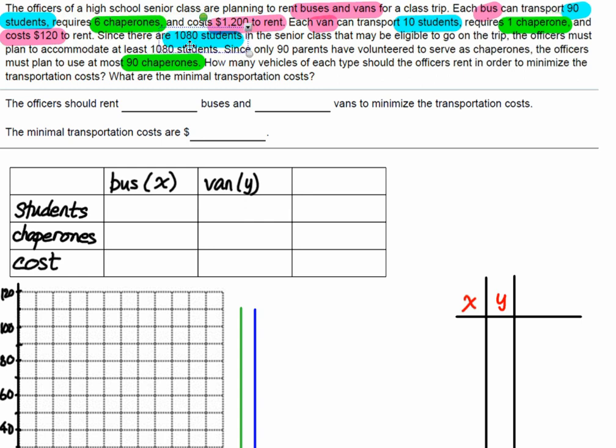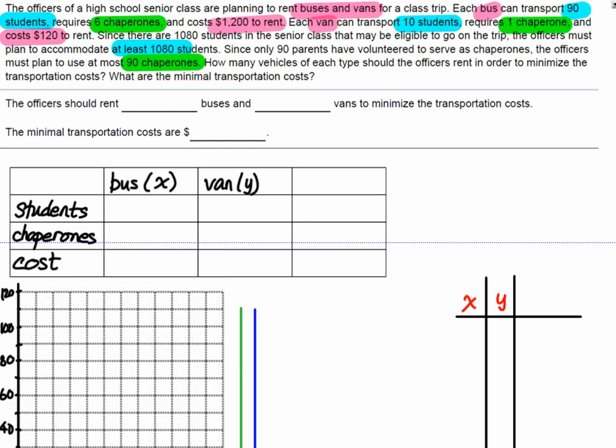We have 1,080 students in the class that may be eligible to go on the trip. So the officers must plan to use at least 1,080 students to accommodate. Since we only have 90 parents volunteering to serve as chaperones, the officers must plan to use at most 90 chaperones. We're going to find how many vehicles of each type the officers should rent in order to minimize the transportation costs. And after that, we're going to find the minimum transportation cost.